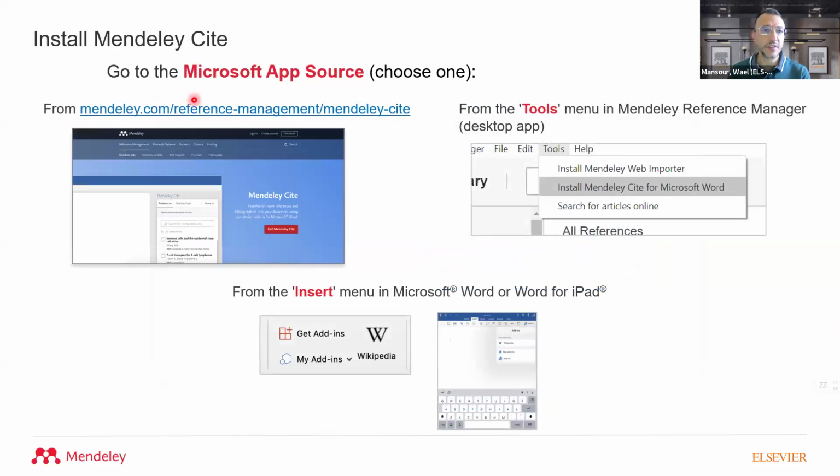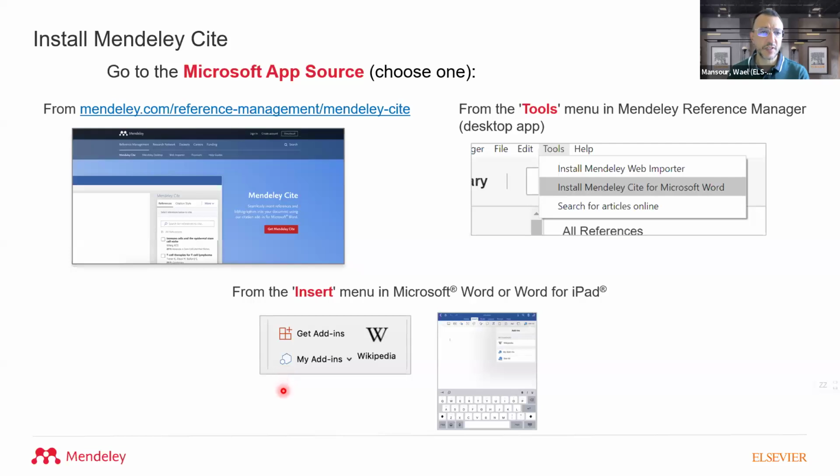The second component is Mendeley Cite. That is the part which I mentioned can be added to your Microsoft Word. And again, from the same website, at the end of the extension, you find Mendeley Cite. You can download it. It will be added into your Microsoft Word under the references.